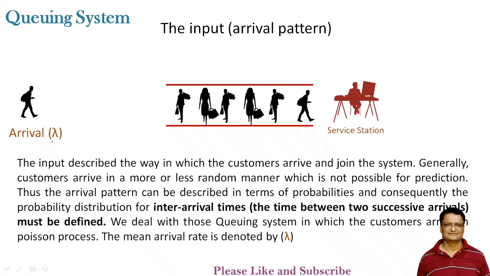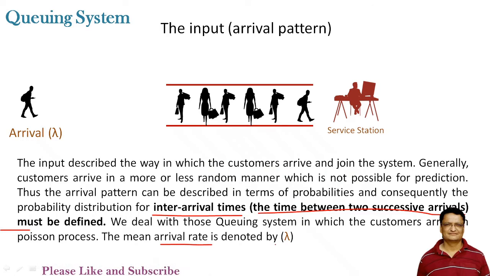Thus, the arrival pattern can be described in terms of probability and in terms of inter-arrival time. This is a very important thing, inter-arrival time, that is the time between two successive arrivals. And usually we convert it into an arrival rate, which is denoted by lambda. So this is a very important parameter for the queuing system.